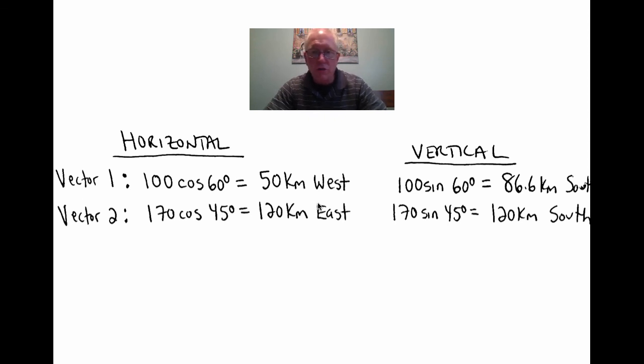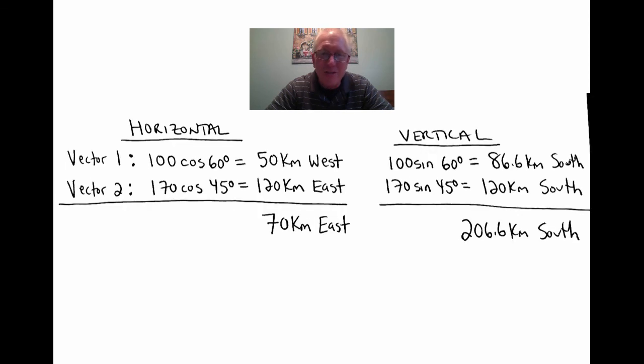Now, in the horizontal direction, the west and the east are working against each other. So the horizontal component of the resultant is going to be 70 kilometers to the east, 50 kilometers to the west, but then back 120 kilometers to the east, netting me 70 kilometers to the east. In the vertical direction, they were both in the southern direction, so I'll simply add them together to come up with 206.6 kilometers to the south.